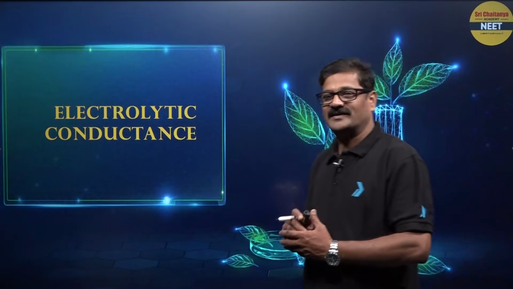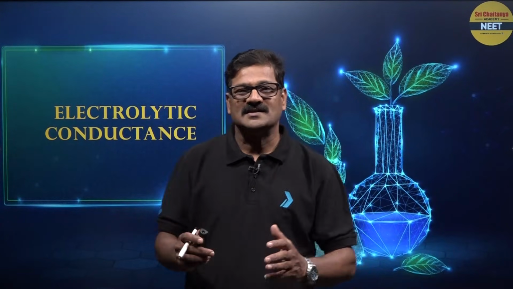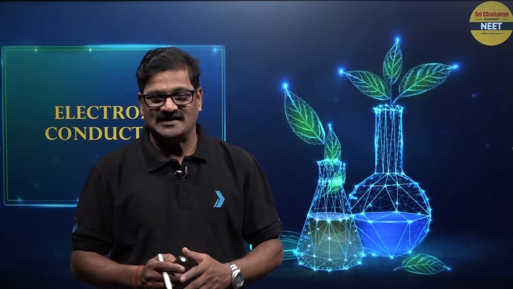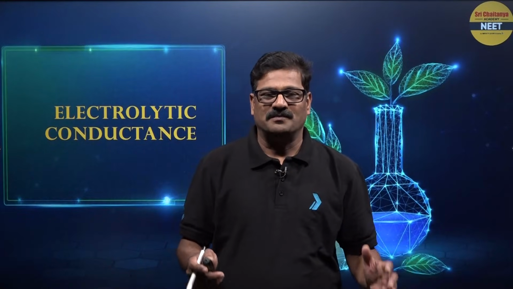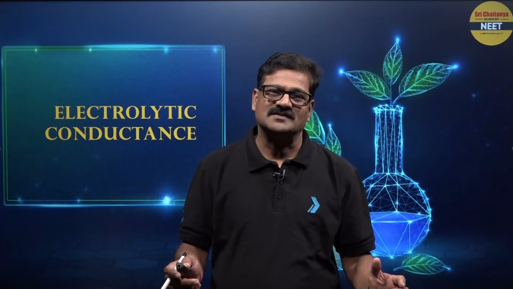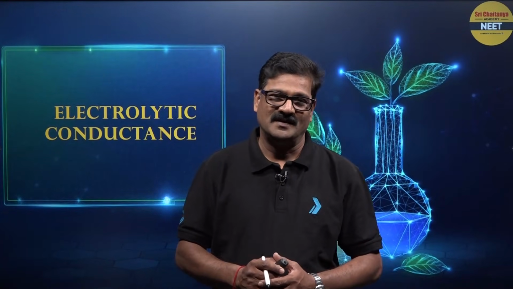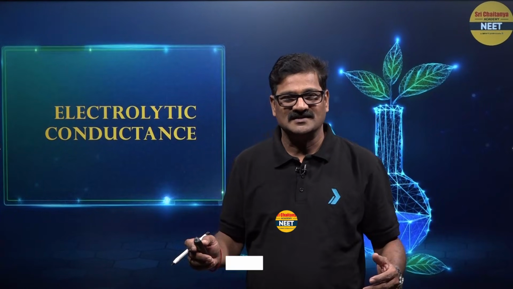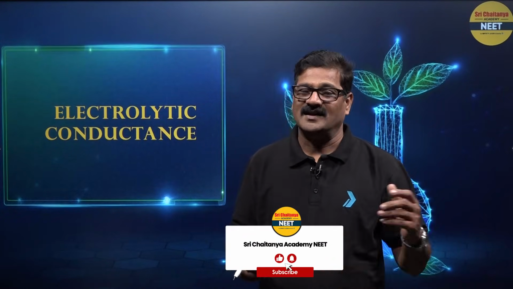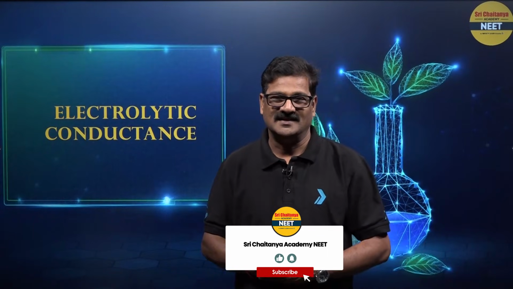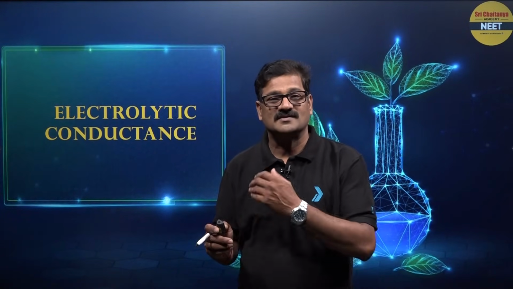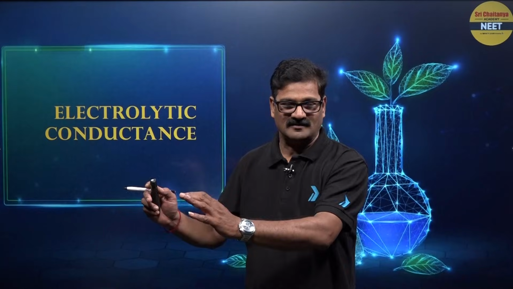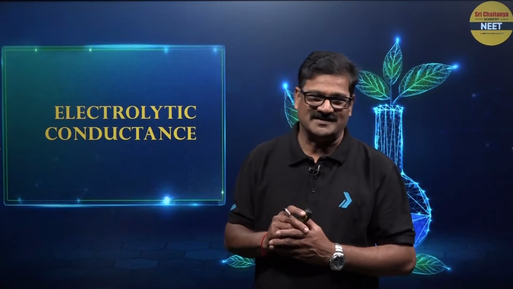In electrolytic conductance, what is a conductor? A substance which allows the passage of electricity through it is called a conductor. You have two types of conductors. One is a metallic conductor, another one is an electrolytic conductor. A metallic conductor is also called an electronic conductor. It's a copper wire, so we just leave that to physics.